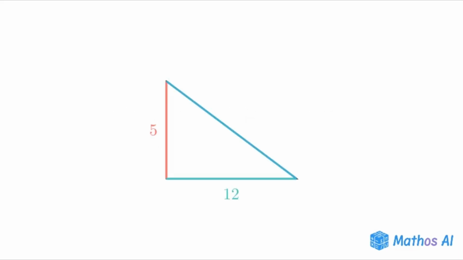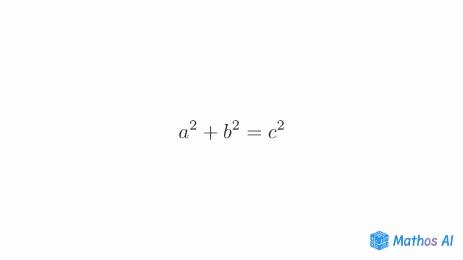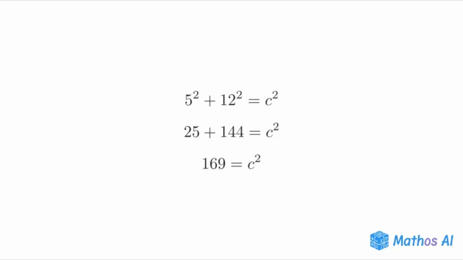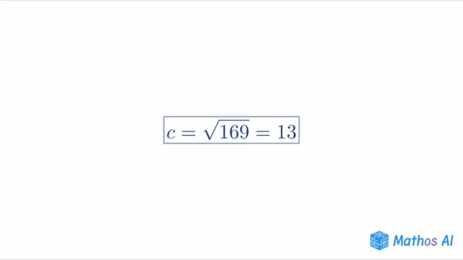We're given 2 sides, the opposite side measuring 5 units, and the adjacent side measuring 12 units. To find the third side, the hypotenuse, we use the powerful Pythagorean theorem, a squared plus b squared equals c squared. Plugging in our values, 5 squared plus 12 squared equals c squared. This simplifies to 25 plus 144 equals c squared, which gives us 169 equals c squared. Taking the square root of both sides, we discover our hypotenuse is 13 units.